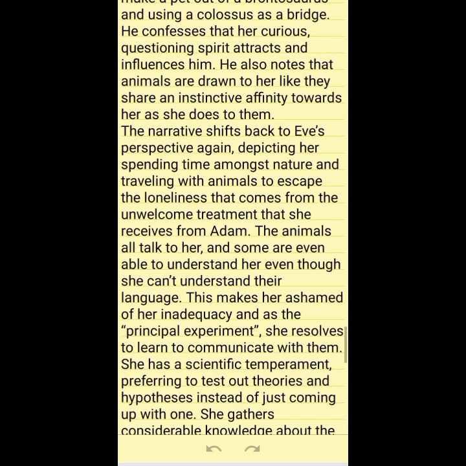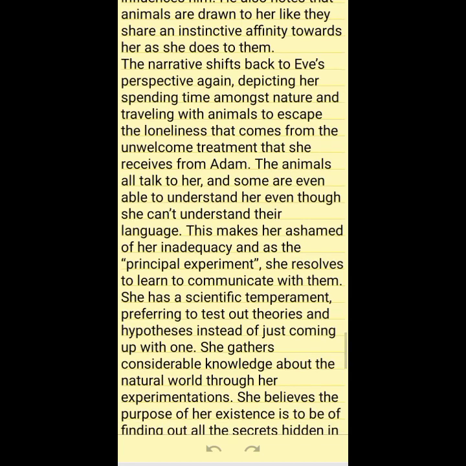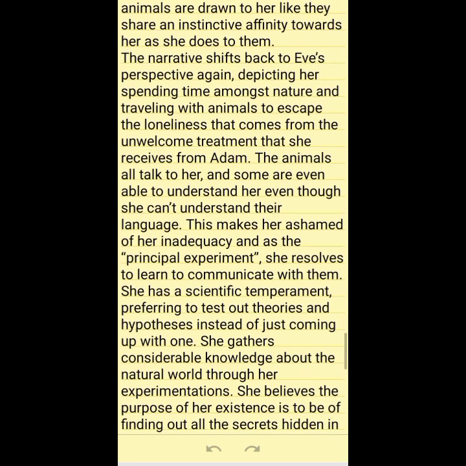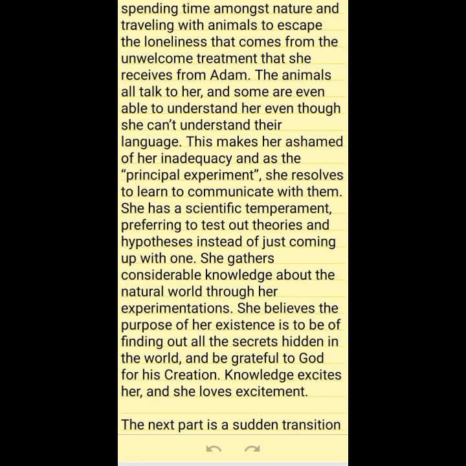The narrative shifts back to Eve's perspective again, depicting her spending time amongst nature and traveling with animals to escape the loneliness that comes from the unwelcome treatment that she receives from Adam. So, Adam is not doing justice to Eve. The writer wants to say this indirectly.